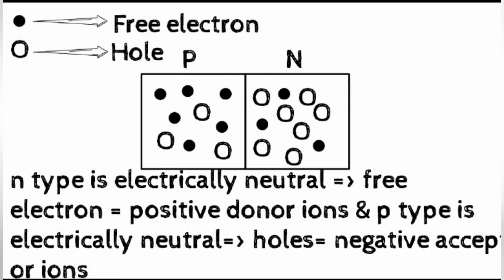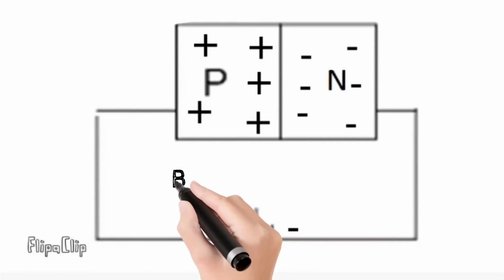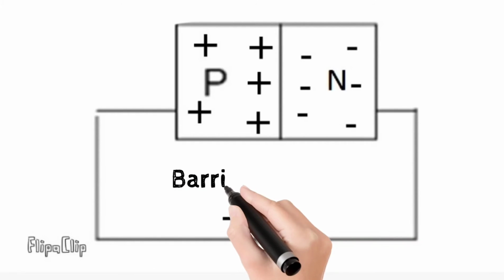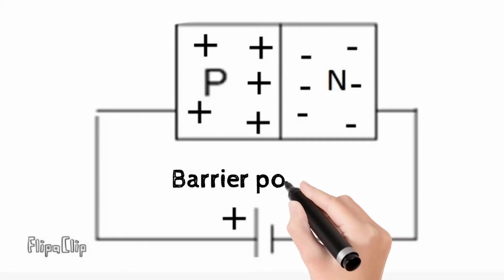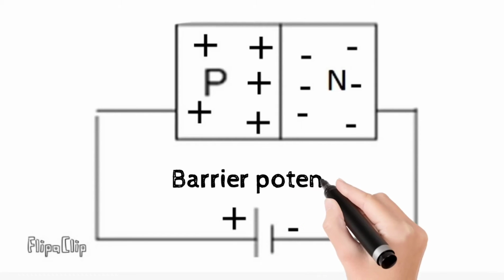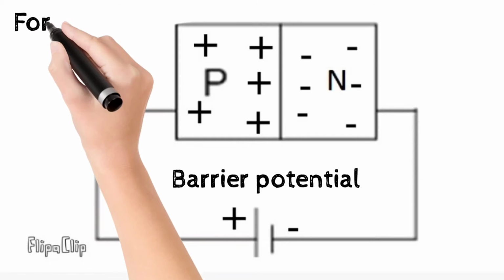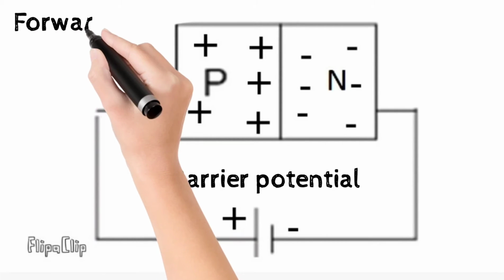This region of uncovered positive and negative ions is called the depletion region due to the depletion of free carriers in the region. Due to the presence of these positive and negative ions, a static electric field called as barrier potential is created across the junction. It is called as barrier potential because it acts as a barrier and opposes the further migration of holes and electrons across the junction.